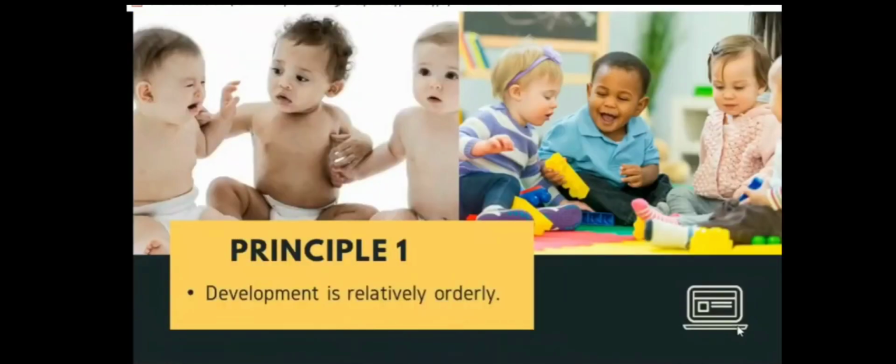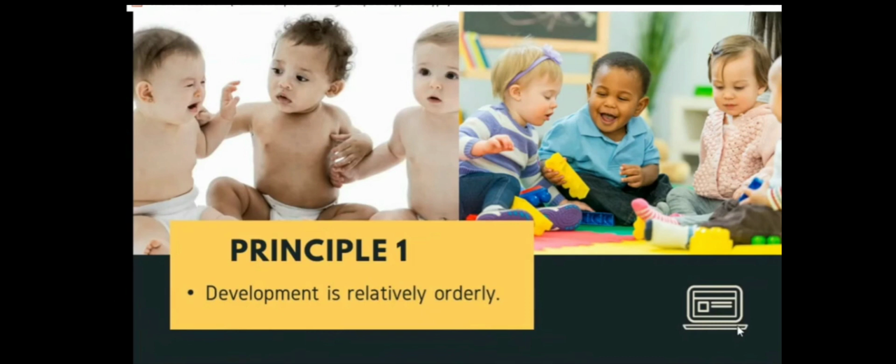As we go down the different principles of human development, principle 1 is that development is relatively orderly. Based on the pictures presented, picture A and picture B, you can easily determine that those children have the capacity to learn first to sit, to crawl, then walk before they can run.